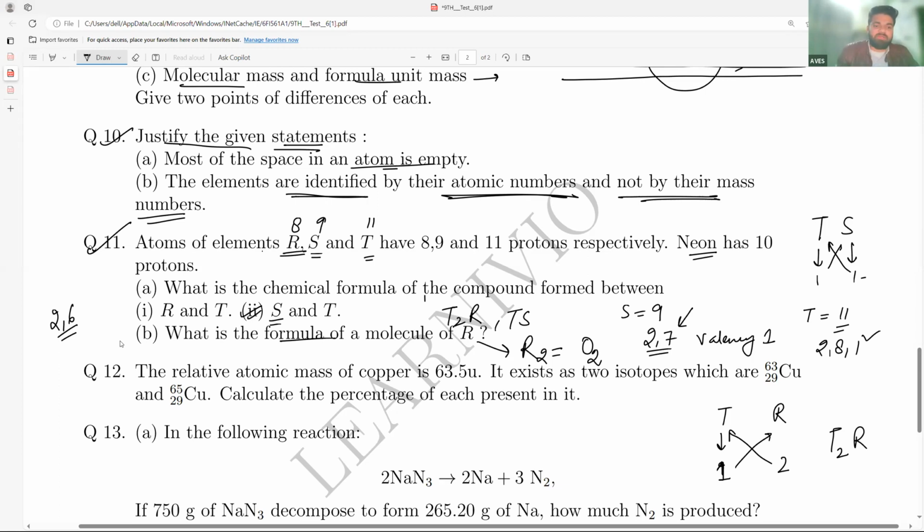So let's do this question, and this is a very important question. Relative atomic mass of copper is 63.5. It is being given to you, and the two isotopes are given like this and this. Calculate their mass percentage. What is the percentage of these two? We can calculate this in a very simple manner. So let's do this one.